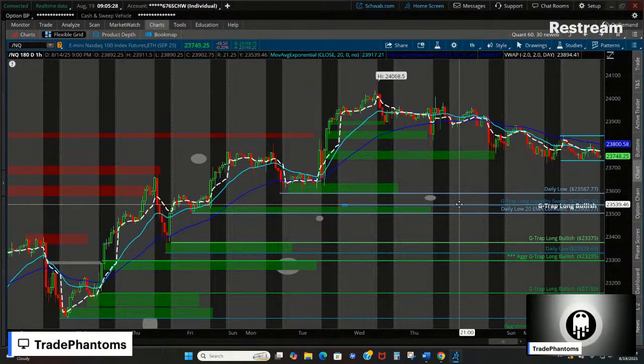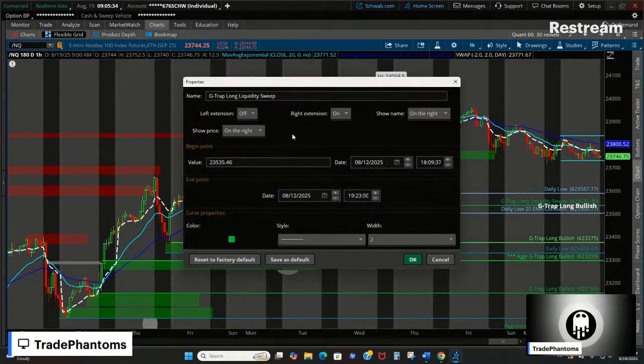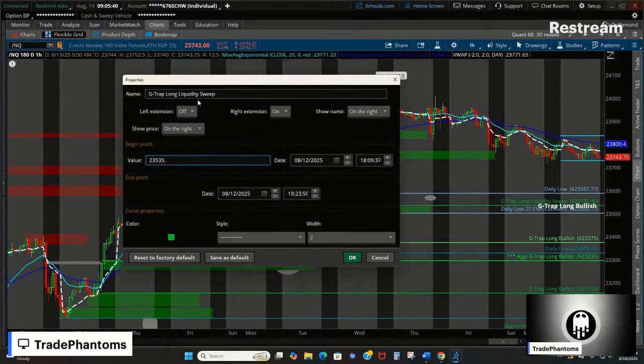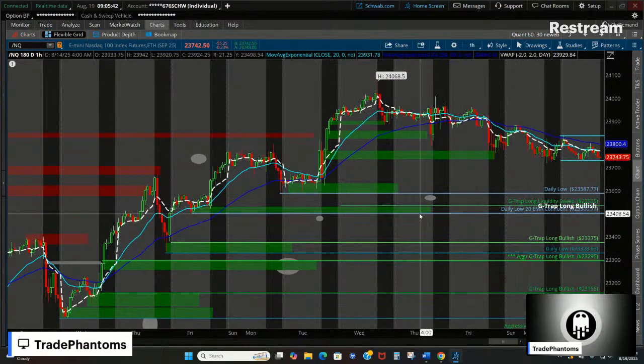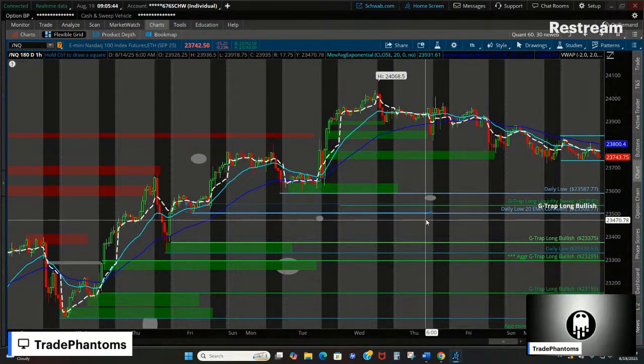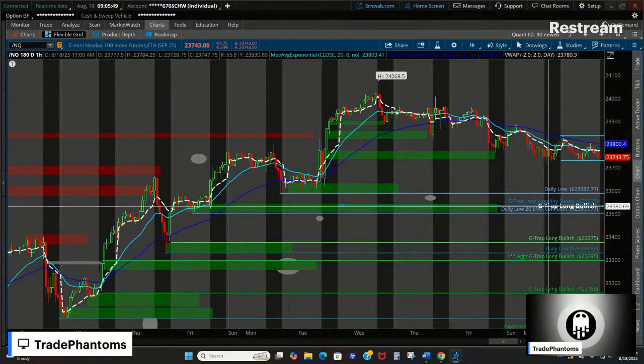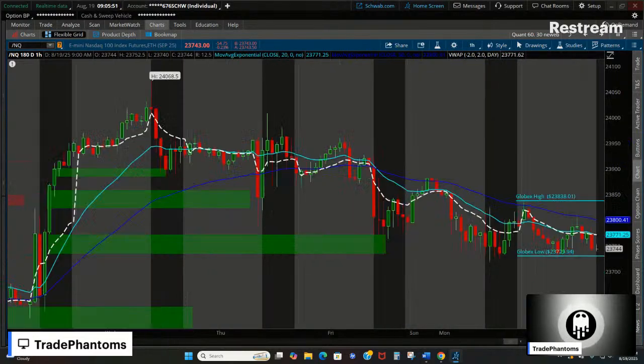You might want to write this down, or prep your charts. 23,535 NASDAQ futures, 23,535 for what's called the G-trap long. And I have a note here as well: liquidity sweep. All right, super precise there.